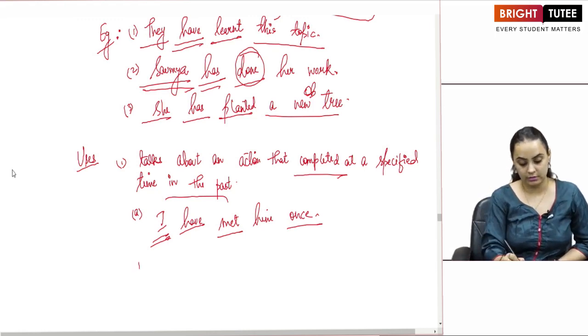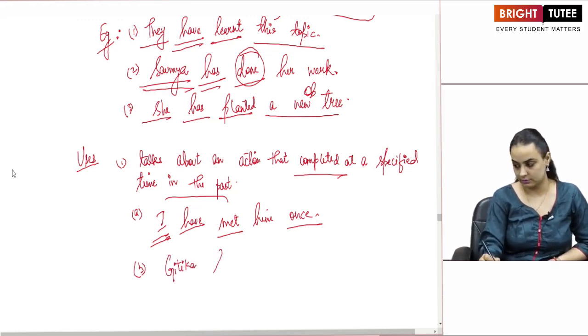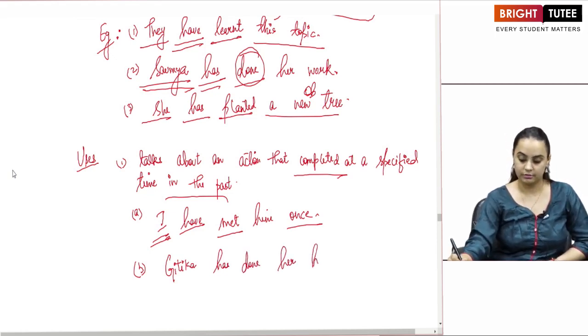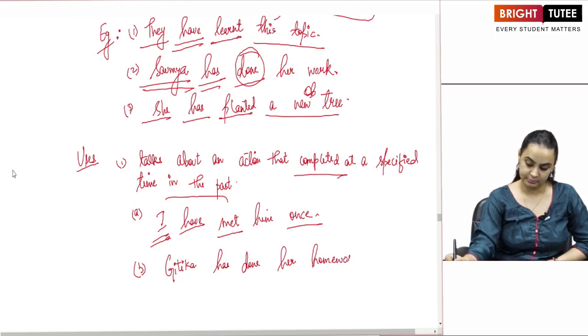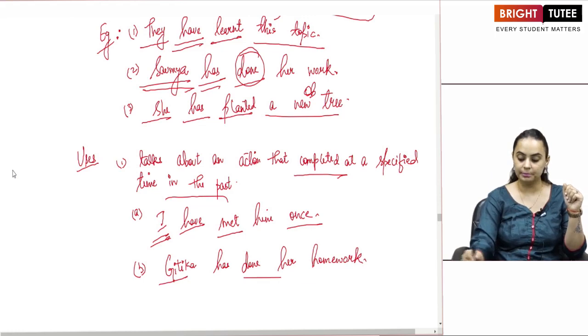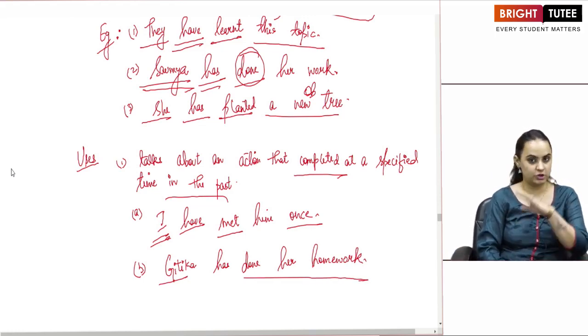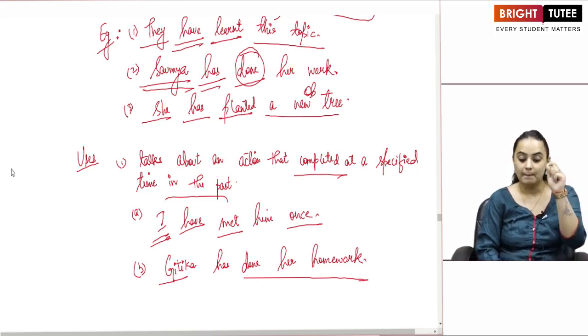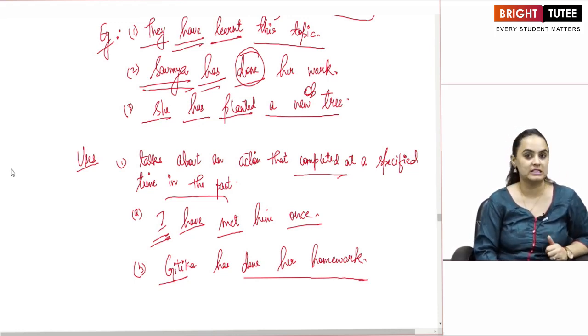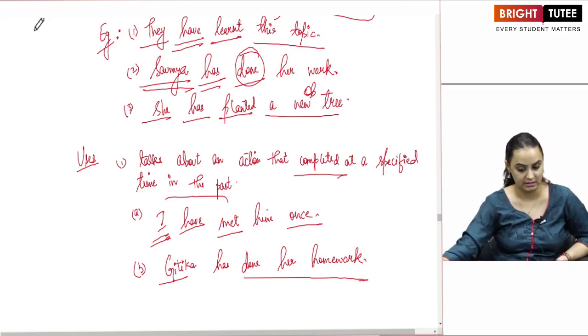If I give you another example, Geetika has done her homework. Again, Geetika completing her homework is something that took place in the past. She has completed her homework, but it took place at a specified time, at a particular time in the past, and that is why we are using the present perfect tense.